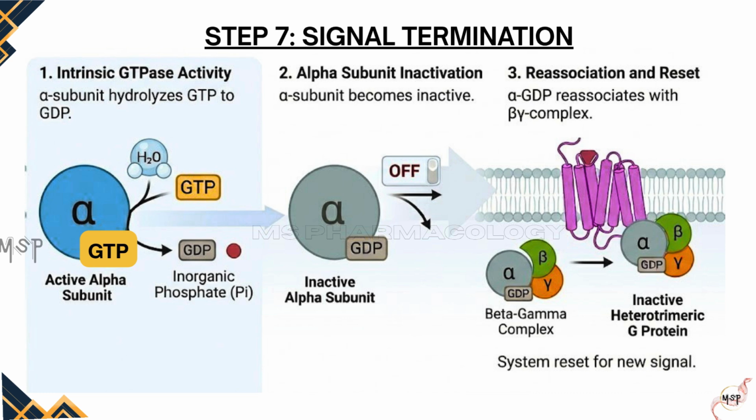Step 7. Signal termination, resetting the system. Finally, the signal must be turned off to prevent excessive stimulation. The alpha subunit possesses an intrinsic GTPase activity, meaning it can hydrolyze GTP back to GDP. When GTP is converted to GDP, the alpha subunit becomes inactive again. It then reassociates with the beta-gamma complex, restoring the inactive heterotrimeric G protein. In this way, the system resets and becomes ready for the next signal.